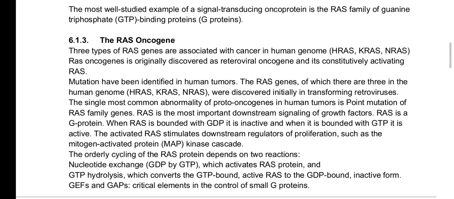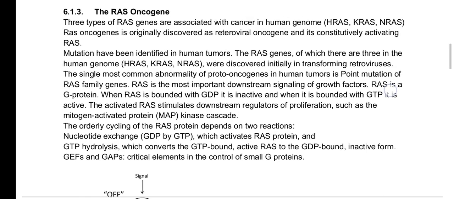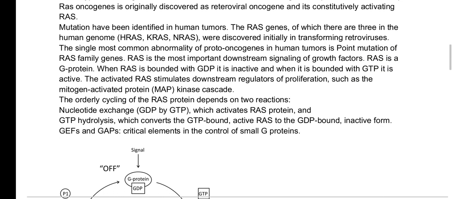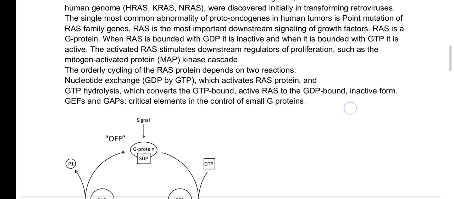The RAS genes, of which there are 3 in the human genome, HRAS, KRAS and NRAS, were discovered initially in transforming retroviruses. The single most common abnormality of proto-oncogenes in human tumors is point mutations of RAS family genes. RAS is the most important downstream signaling of growth factors. RAS is a G protein. When RAS is bound with GDP, it is inactive, and when it is bound with GTP, it is active.